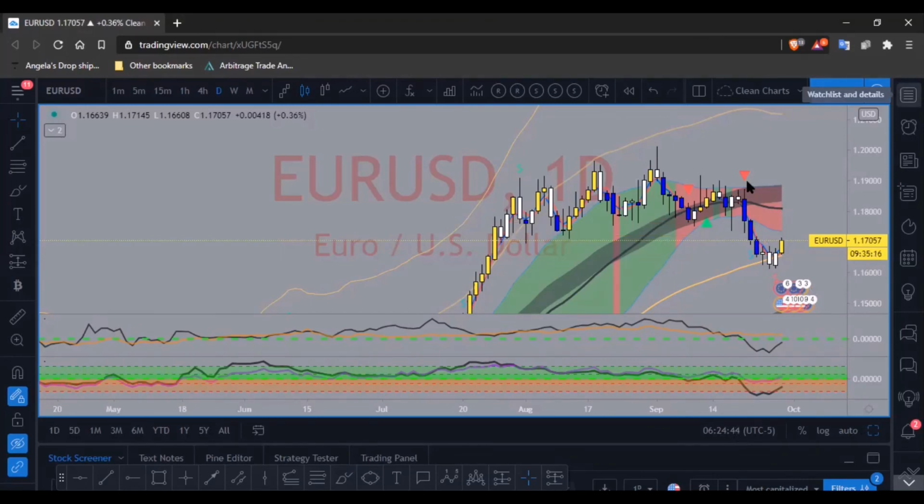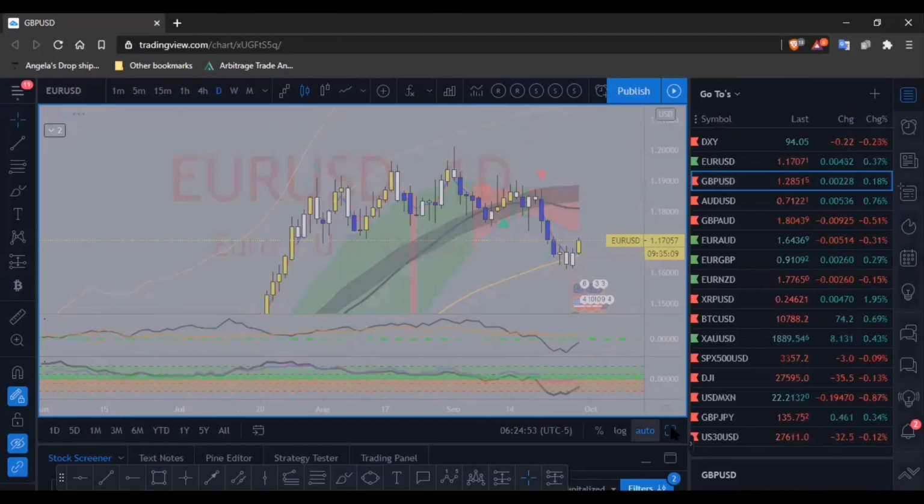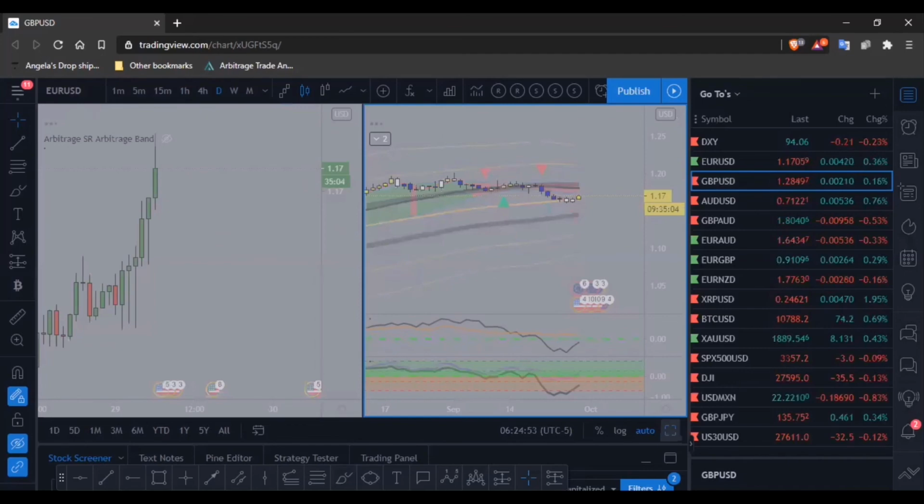Let's go on to GBPUSD. Go on to the naked charts.